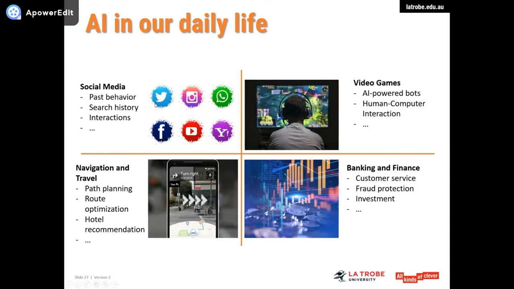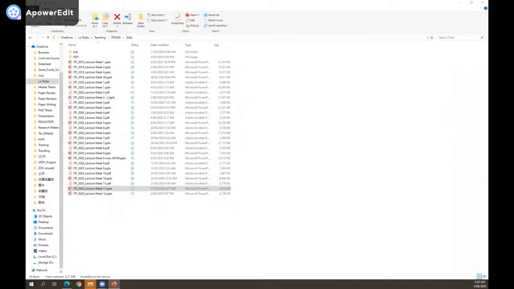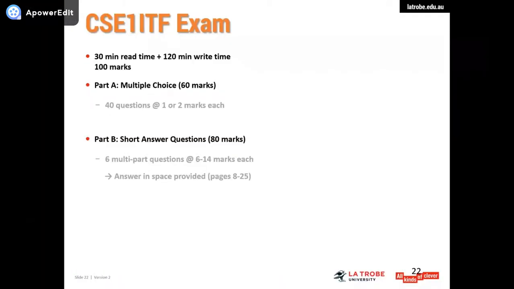Then I will spend a short time to explain our final exam. This term, we need to have this final exam online. The time of the final exam will be 30 minutes plus 2 hours. 30 minutes is for reading, and 2 hours is for your writing time. This 30 minutes will be used for the reading, and also maybe there's some network delay, so I will give you some extra time to finish your exam. The whole exam will have 100 marks. It has 2 main parts, part A and part B.